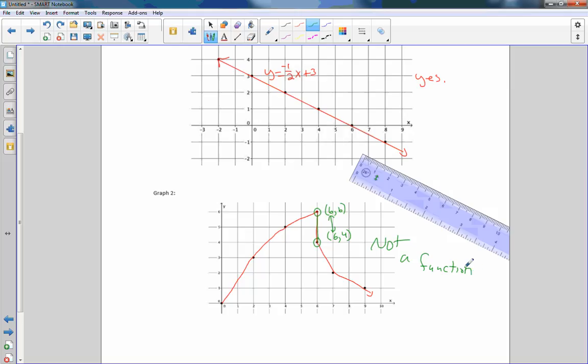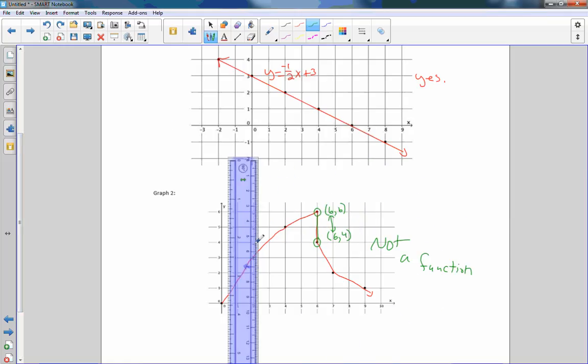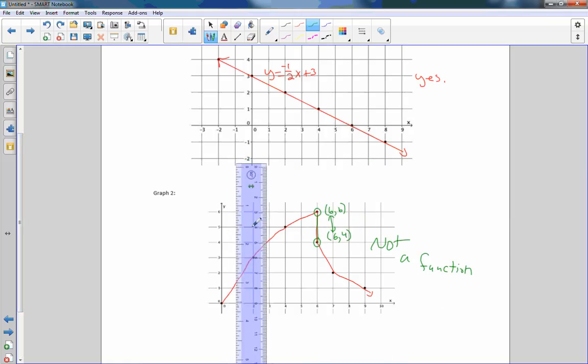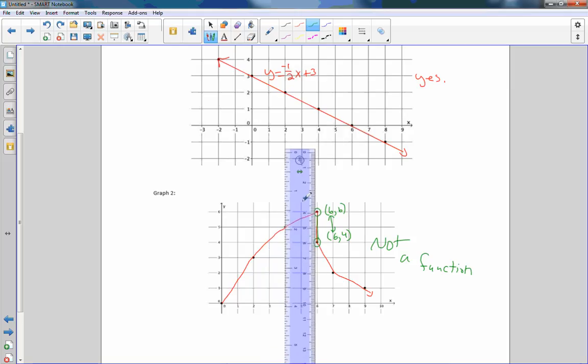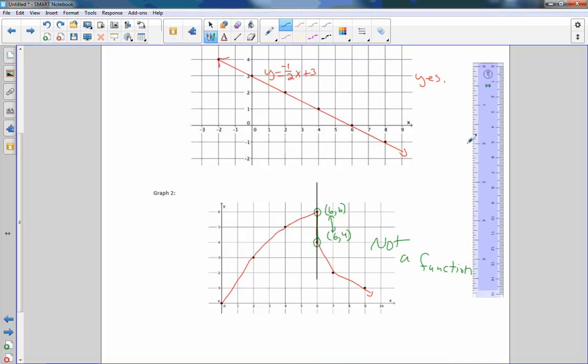Okay? By definition, a function is when you can substitute in an x and get a unique y. So 6 is not the same as 4, so that is not a function. And we're going to call this something. On a graph, if I can draw a vertical line from one point to the other, since I can draw a vertical line here, that's called a vertical line test. If there are 2 points on one vertical line, then it is not a function.